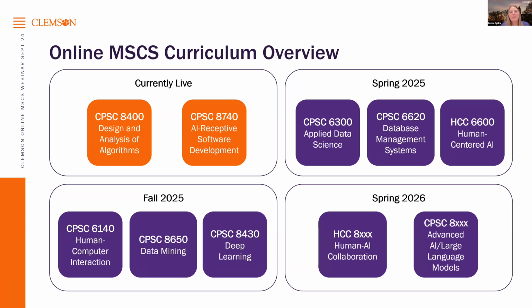And then in fall 2025, we will be launching CPSC 6140 Human Computer Interaction, CPSC 8650 Data Mining, and CPSC 8430 Deep Learning. So you get a little bit more of those human computer topics to get more of a baseline on that, working with computers and making sure you're making very human-centric software, thinking about the way that humans interact with computers. Sometimes software is not so intuitive, and we want to build things that are intuitive, and we want to build things that work for people, because that's what we are.